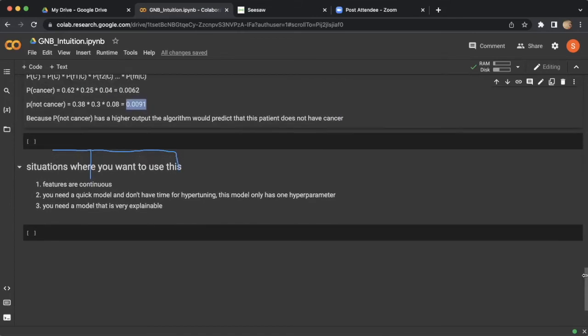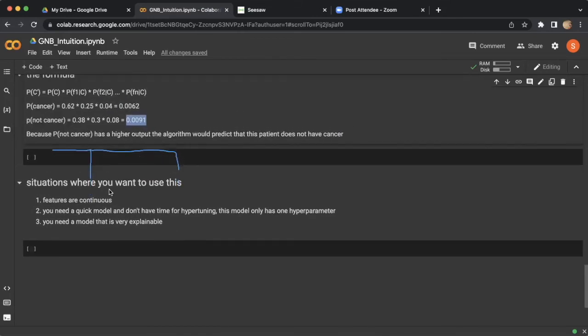Some situations where you want to use this are situations where the features are continuous, which means you have data that is essentially numerical. The features are numerical. We have things like perimeter and radius in this situation, things like weight, height, revenue, anything that's numerical. That's when these Gaussian distributions work. They work for data that is continuous. They don't work for data that is categorical.